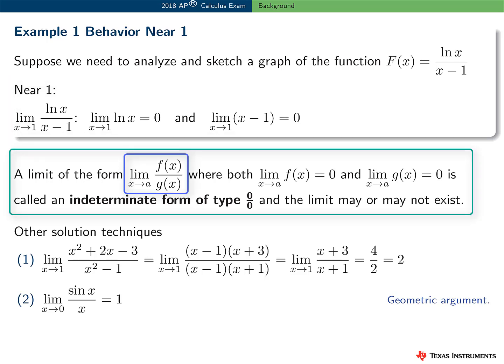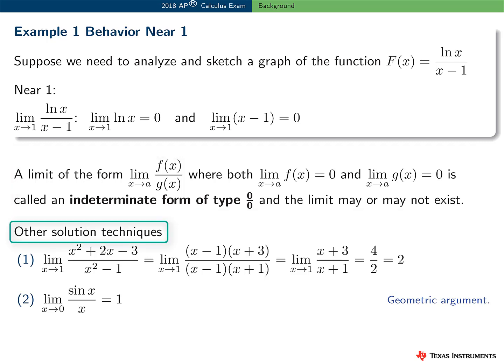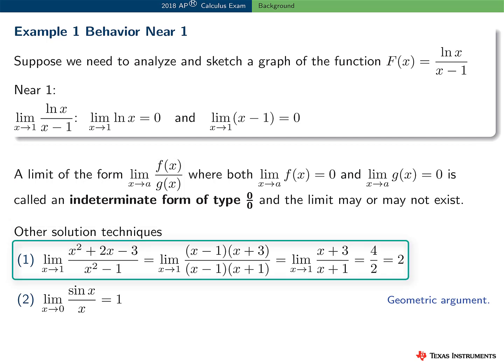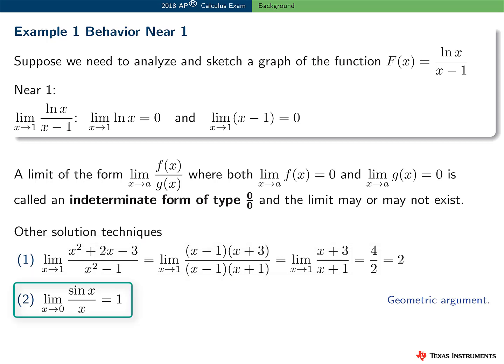So here's a definition. A limit of this form, where both of these limits are 0, is called an indeterminate form of type 0 over 0, and the limit may or may not exist. Now, we already have some solution techniques to solve limits of this type. If the quotient is a rational function, we might be able to cancel some common factors and then evaluate the limit. Here's an example. And a geometric argument can be used to find this limit. However, neither of these methods can be used to evaluate the limit in example 1.